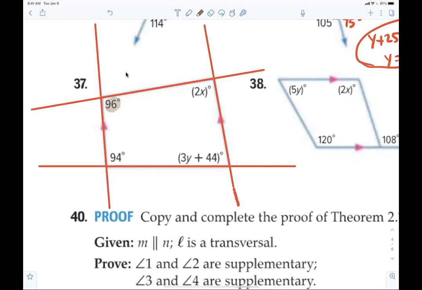Do these two angles have to add up to 180? Come on now, this is the important part right here. Do those two angles have to add up to 180? Well, we can say no, because 96 plus 94 isn't 180. Why is that? Why do they not equal 180? Because they're consecutive interior angles. They should add up to 180. Say it again.